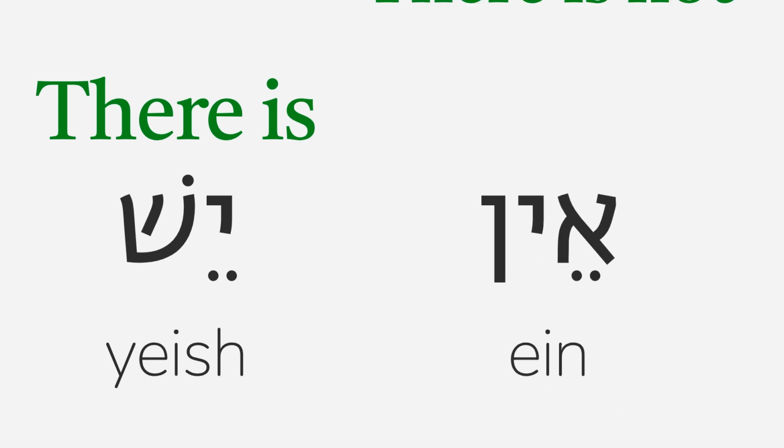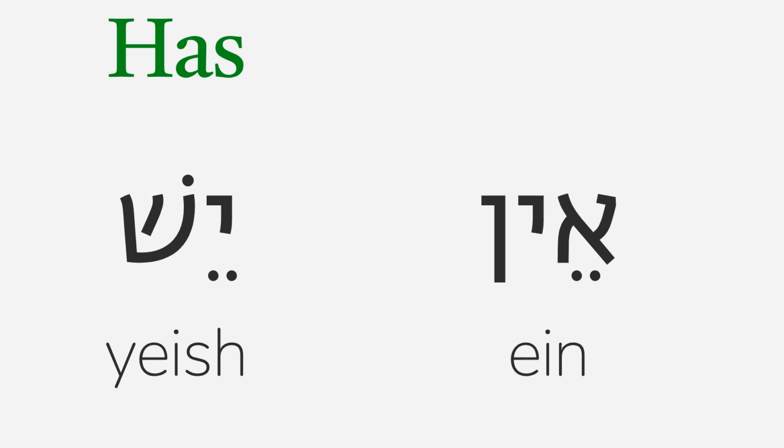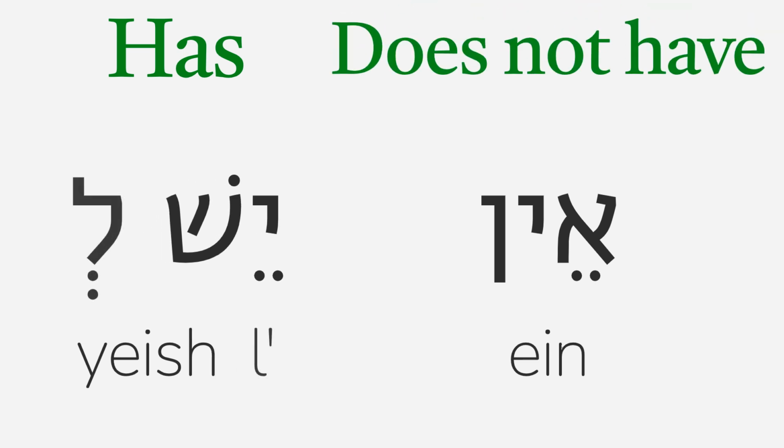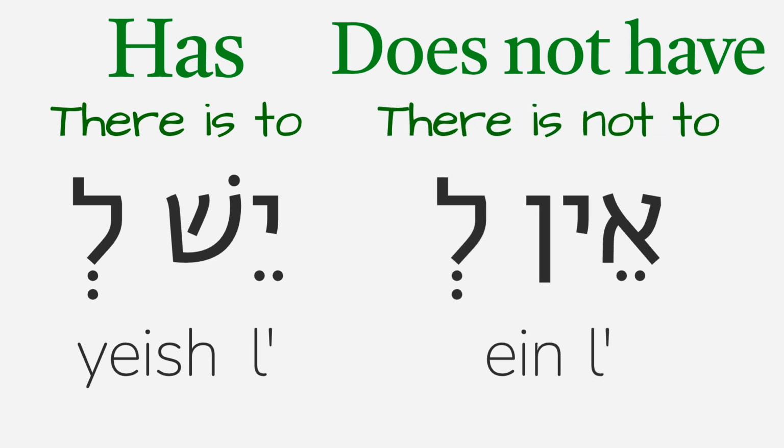This la preposition can be used with the words yesh, which means there is, and ein, which means there is not, to make the Hebrew expressions for has or does not have. Yesh la literally means there is to, and is the Hebrew expression for has or have. Ein la means there is not to, and is the expression for do not have or does not have.